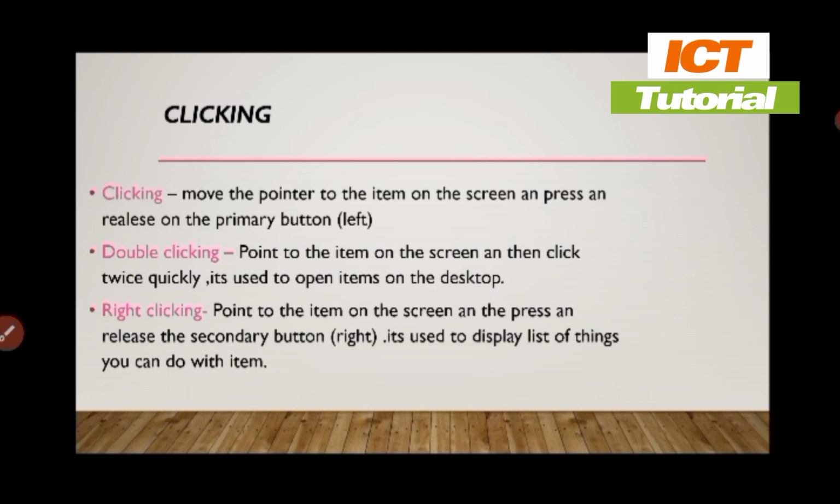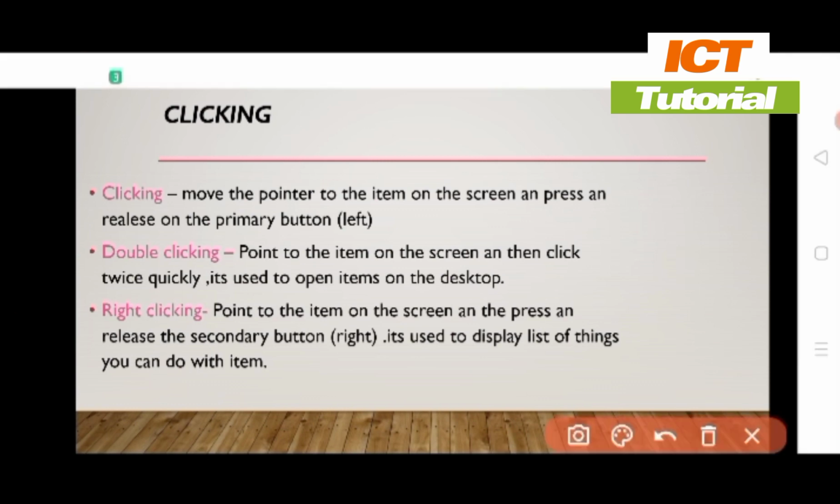For example, if you click on an item, maybe a dustbin or a recycle bin on the screen, when you press and release the right button, it shows the list of things you can do with that item, maybe the properties. So it provides the list. Let me see, maybe you press on the list.